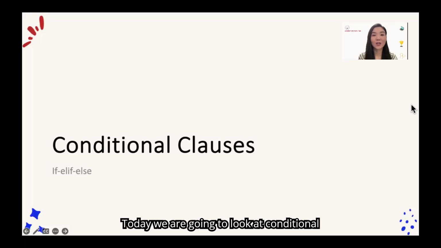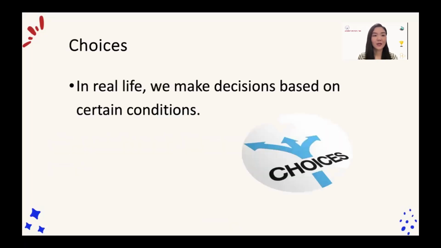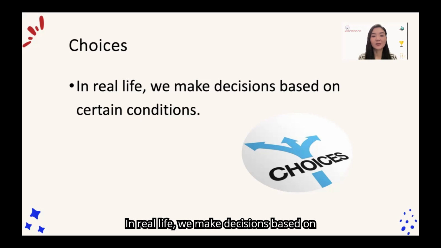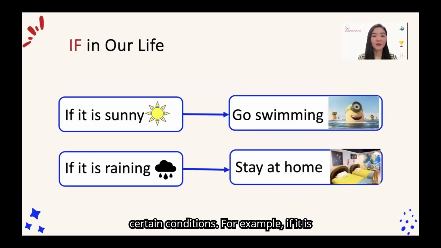Today we are going to look at conditional clauses. In real life, we make decisions based on certain conditions. For example, if it is sunny, I will go swimming. If it is raining, I will stay at home. So how do we do this in Python?